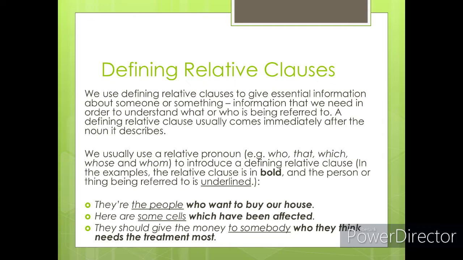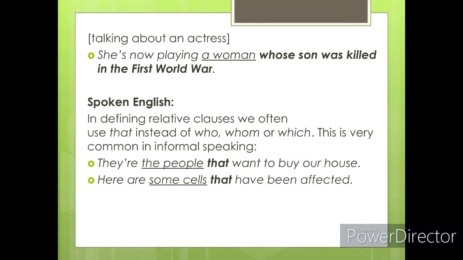For example, they are the people who want to buy our house. Here are some cells which have been affected. They should give the money to somebody who they think needs the treatment most. Talking about an actress: she's now playing a woman whose son was killed in the First World War.